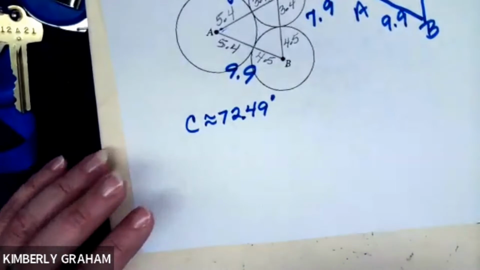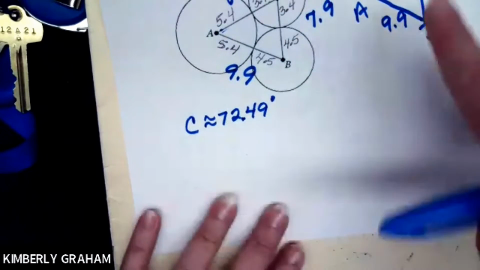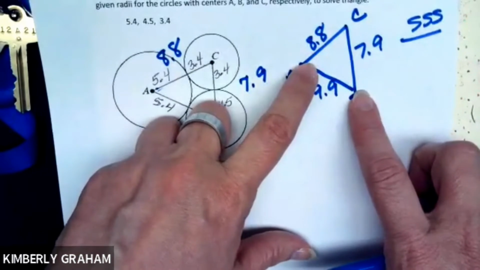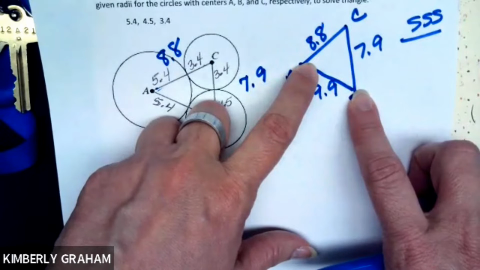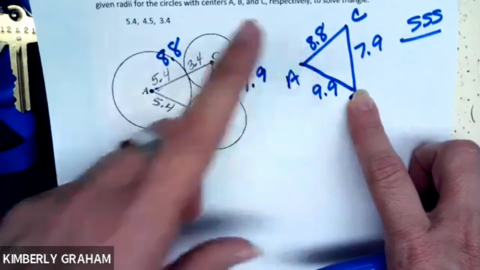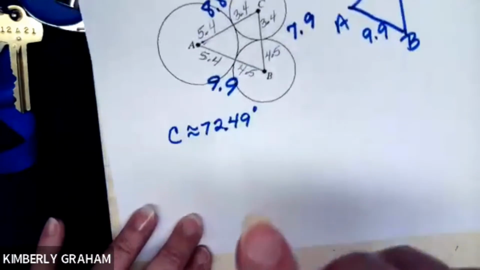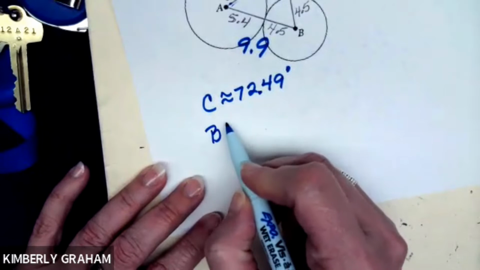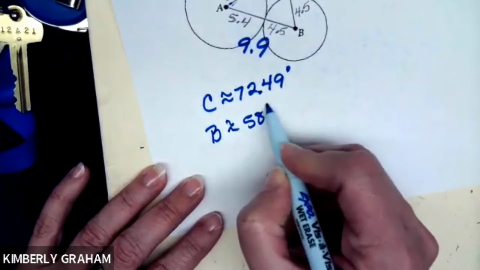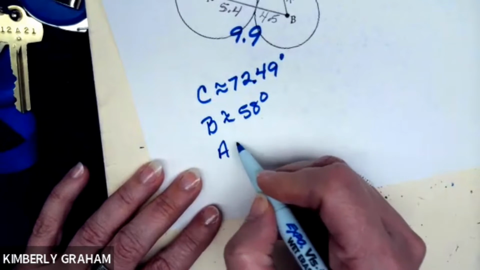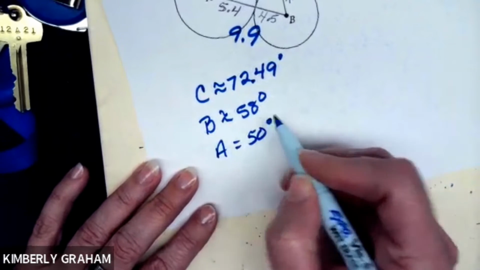degrees. So once you know that, then you need to find either one of these other two angles. It doesn't matter which one. I think what I did was I found B. So I got B to be approximately 58 degrees. And then my third angle, A, was 50 degrees.